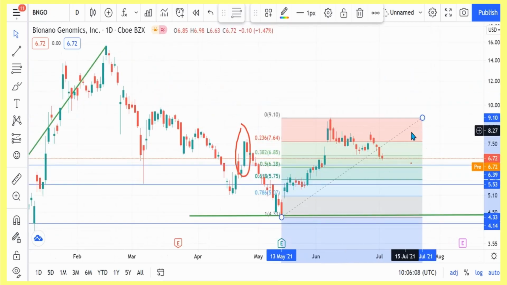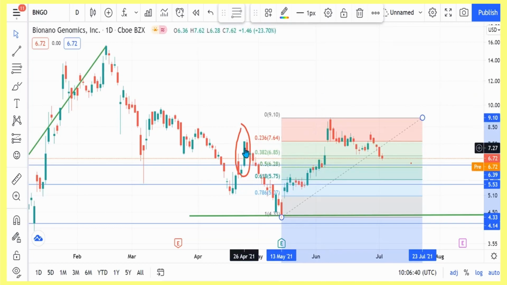Okay, so right now it is retracing to the point of 50%. I really hope it doesn't go below that 50%, because it's like 45% right now. Okay, so there's a bit more. 50% is at the line $6.28. Right now it is $6.72, so it's still a bit far. I hope it doesn't go below 50%. That 50% can also be another support level.